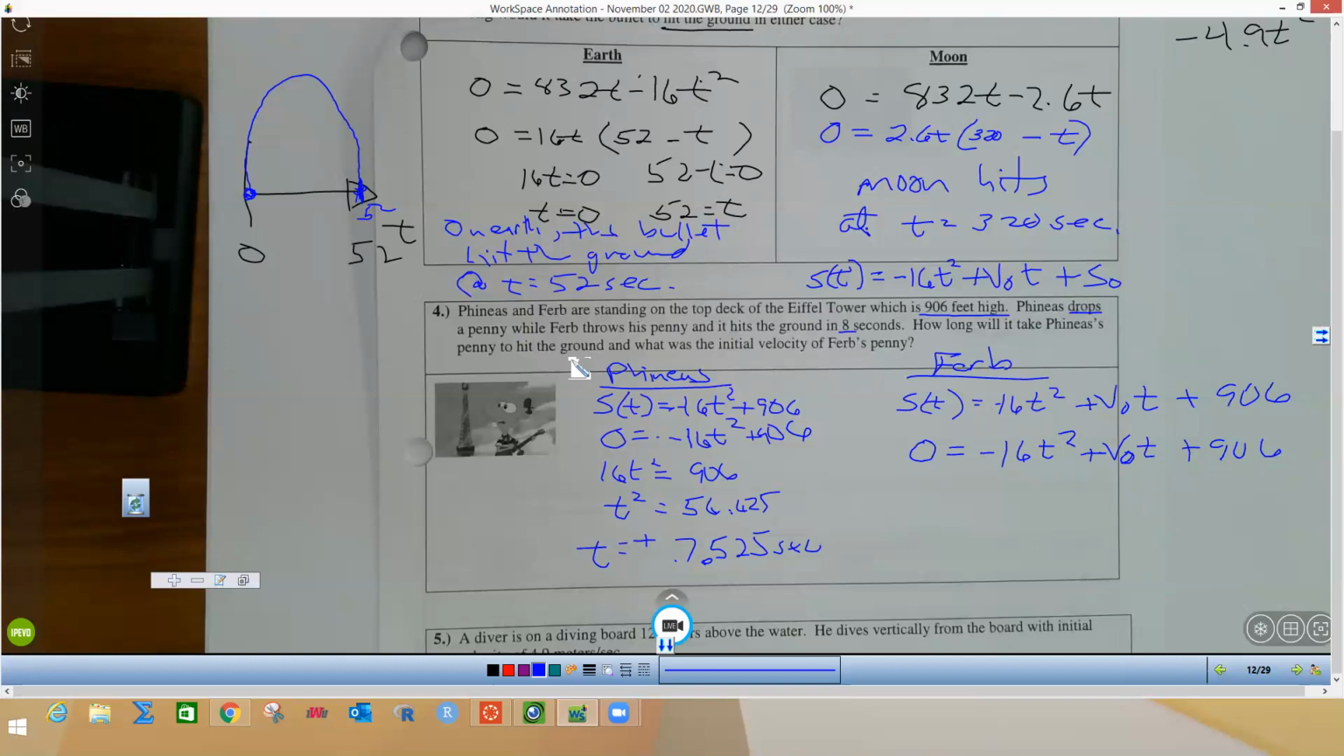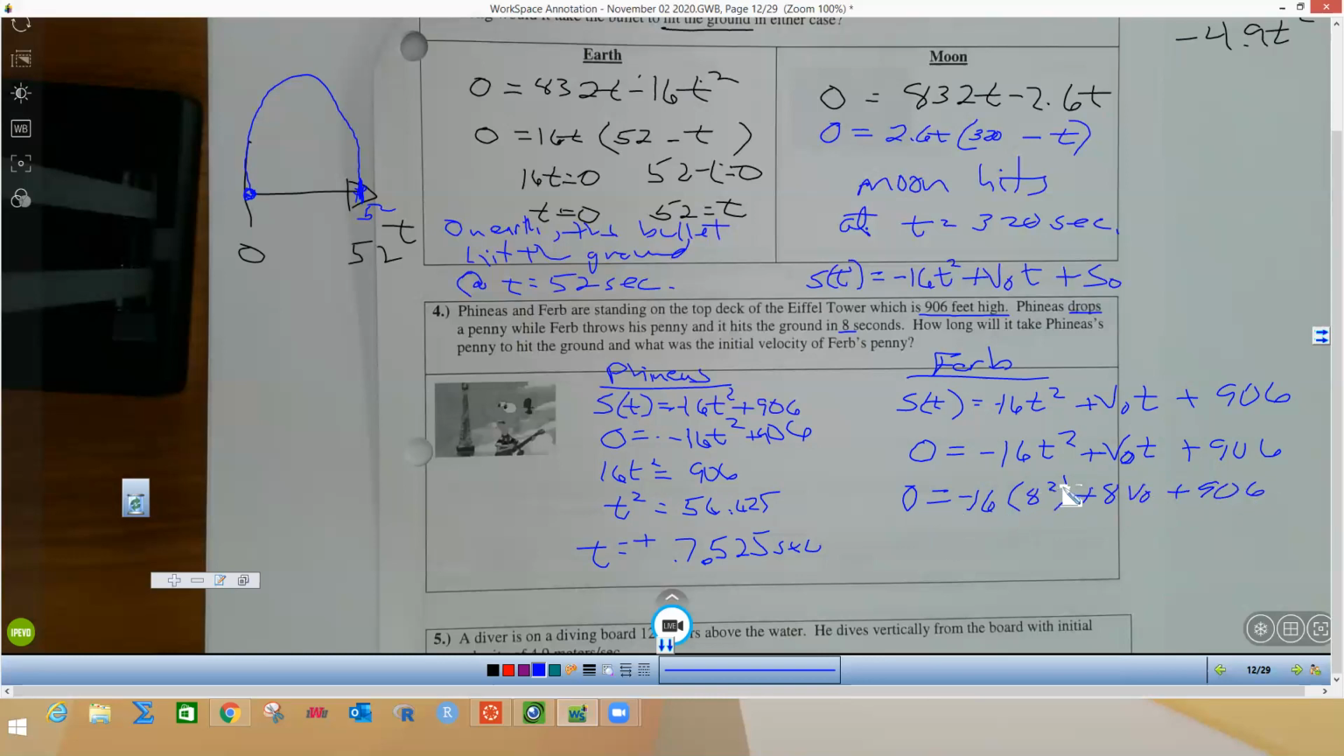How long will it take Phineas's penny to hit the ground? And what is the initial velocity of Ferb's penny? All right. So what do we know that we can plug in to find velocity? 8 seconds. We know that it took 8 seconds to hit the ground. So we're going to come in here and plug in 8. And now we're going to solve this.